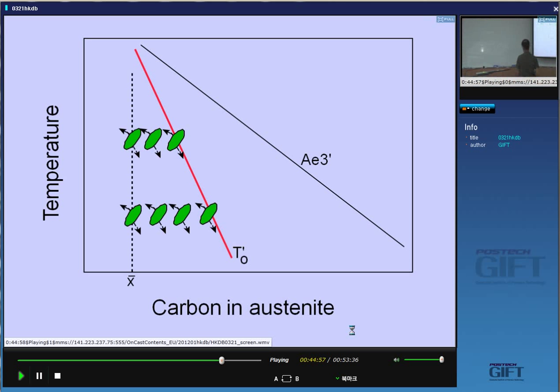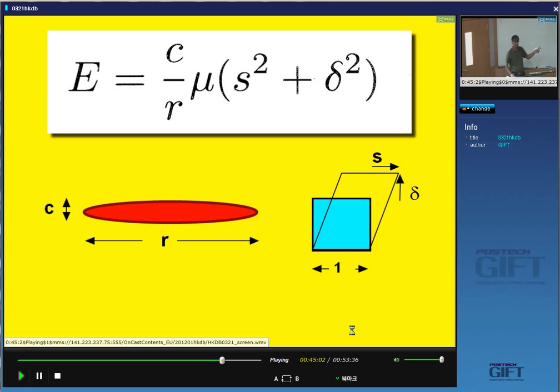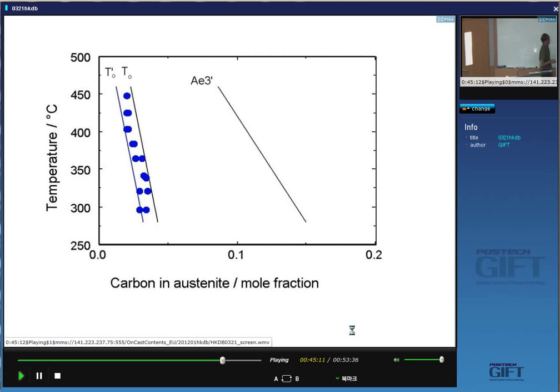So if I show you some experimental results, the dashed T0 curve is simply to take account of the strain energy, because when bainite forms, we have a shape deformation. This is a real measurement of the carbon concentration of the austenite at the point where the reaction stops. And you can see this is a very large difference. This is an atomic fraction, so multiply by 20 to get the weight percent. So the difference here and here is very large.